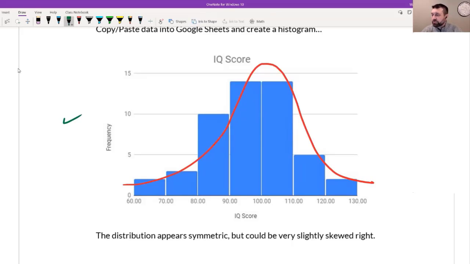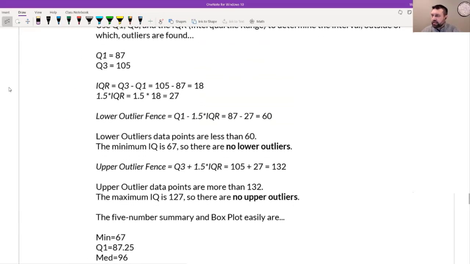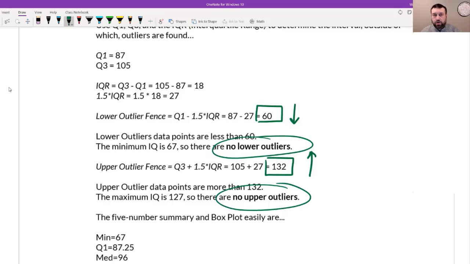So you've passed the first test. Now let's move on to the outliers. If you calculate the outliers for the IQ, you can see that the lower outlier fence is 60 and the upper outlier fence is 132. So any IQ less than 60 would be an outlier, and any IQ score greater than 132 would also be an outlier. And if you go back into the data and you look at values that are less than 60 or greater than 132, you'll see that there are no lower limit outliers and no upper limit outliers. And so there are no outliers in this data set. So that's past the second test.